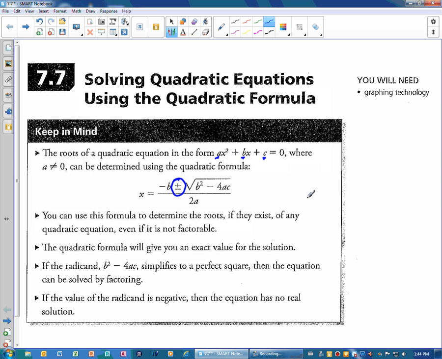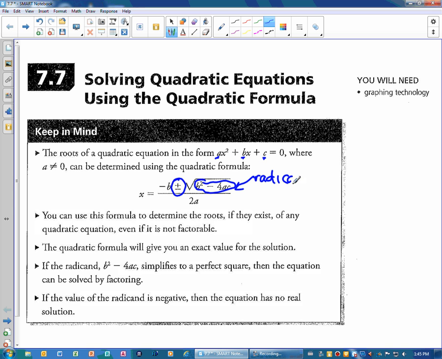It says you can use this formula to determine the roots, if they exist, of any quadratic equation, even if it's not factorable. So you could use this all the time. If you hate factoring, you could use the quadratic formula every single time. I don't think it's faster if you can factor, but if you struggle with factoring, use it all the time. It says the quadratic formula will give you an exact value for the solution, meaning you can actually calculate it down to decimal points.